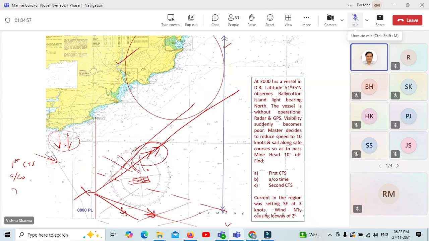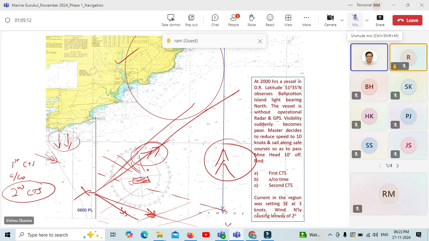But second CTS will remain the same because ultimately the second CMG will be this only. Second CMG is not going to change for anybody. Is that clear, beta? And if second CMG is same, second CTS should also be same barring the plotting errors. Am I right? Yes or no?